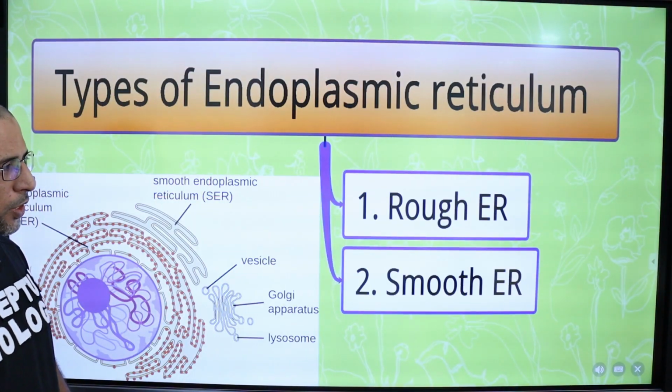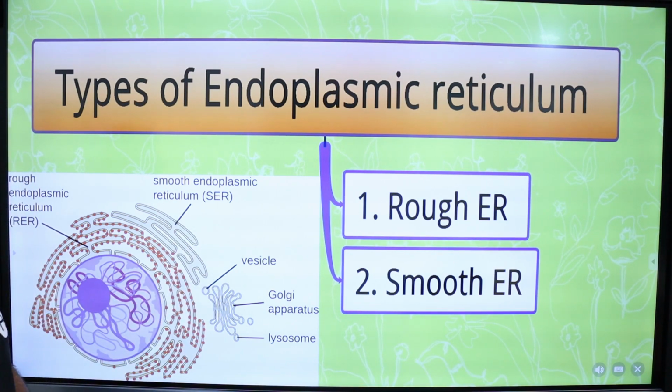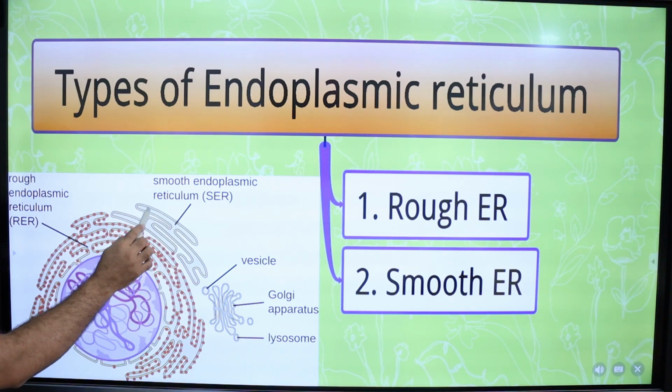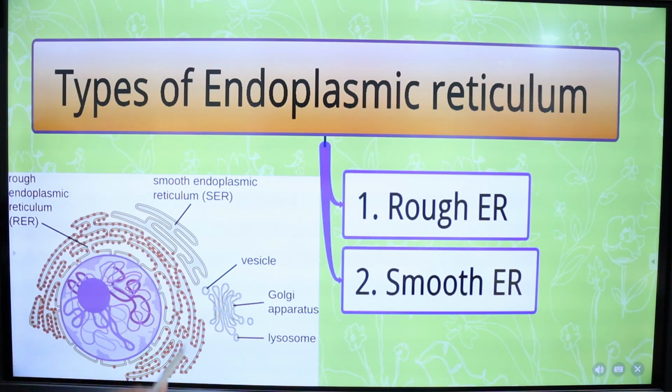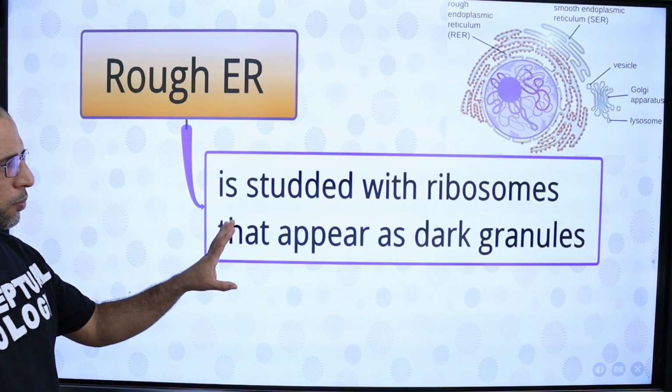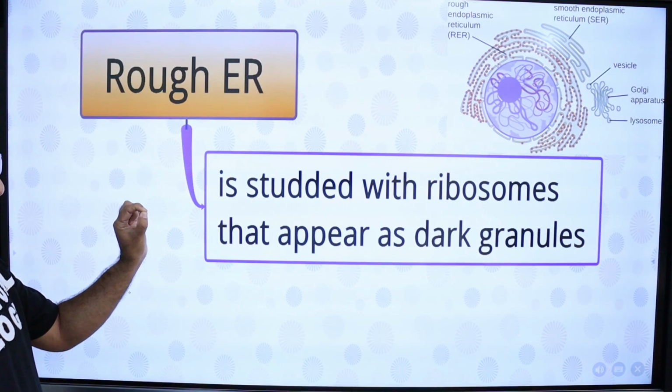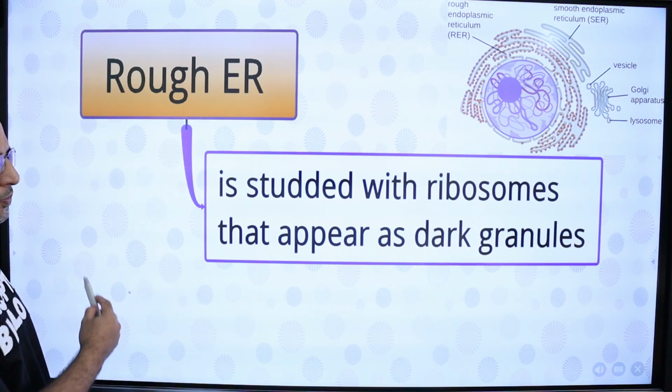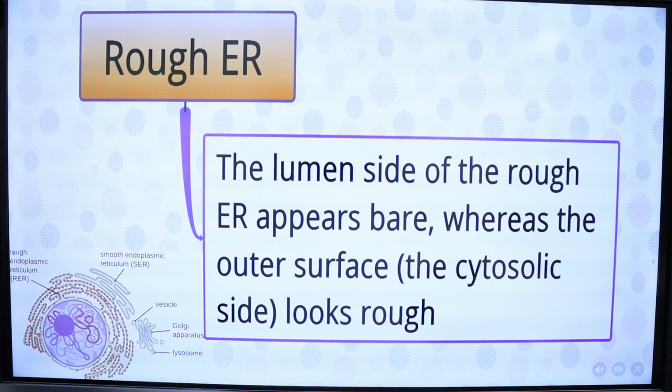There are two types of endoplasmic reticulum, rough endoplasmic reticulum and smooth endoplasmic reticulum. Rough endoplasmic reticulum contains ribosomes attached to the cytosolic surface, and smooth endoplasmic reticulum is without ribosomes, so its outer surface is smooth. Rough endoplasmic reticulum is studded with ribosomes that appear as dark granules. The lumen side of the rough endoplasmic reticulum appears bare, meaning without ribosomes, whereas the outer surface, which is called the cytosolic surface, looks rough because of the ribosomes.